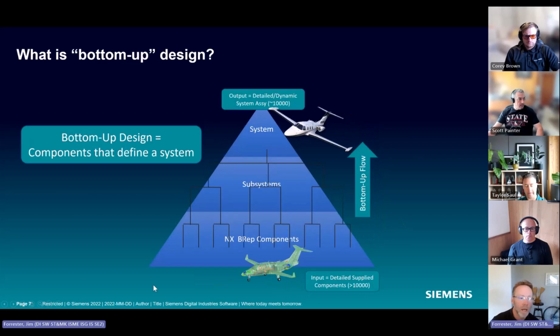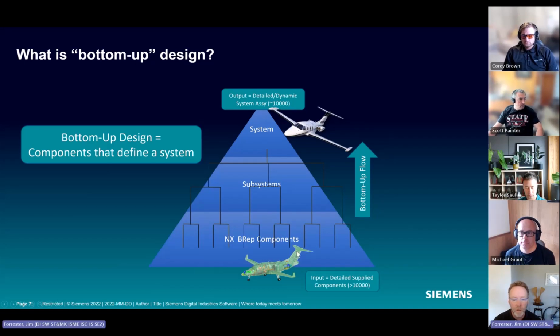Conversely, bottom-up design is components that define a system. So it'd be like if Ford drove up to my driveway, dumped all the parts for a Ford Explorer on my driveway. Here, you put it together. That's what the bottoms-up assembly does. The flow is from the bottom to the top.